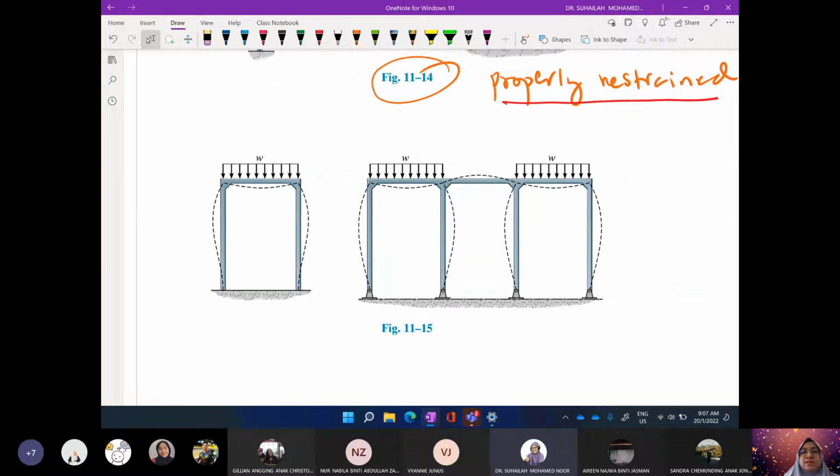Okay, so look at the diagram in figure 11.15. In this diagram, by looking at it, the frame is symmetry due to loading as well as geometry.